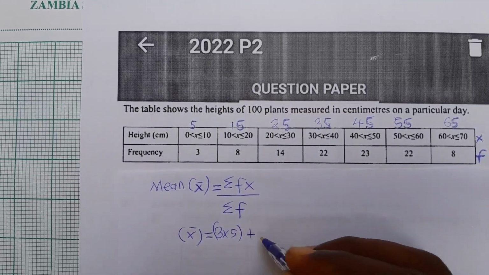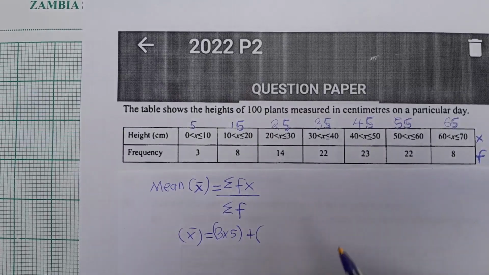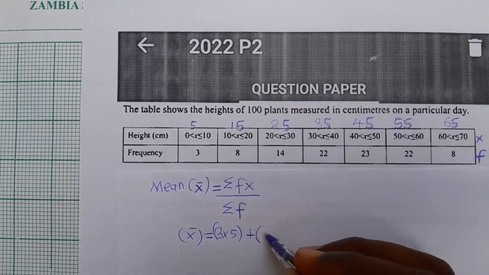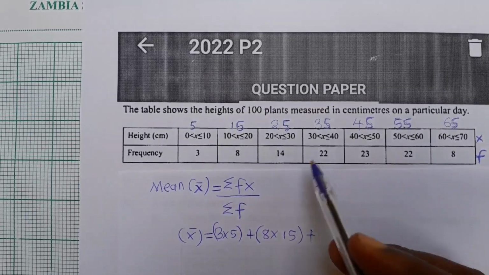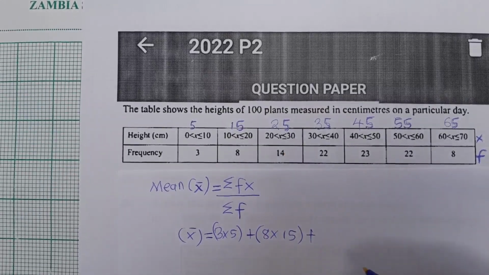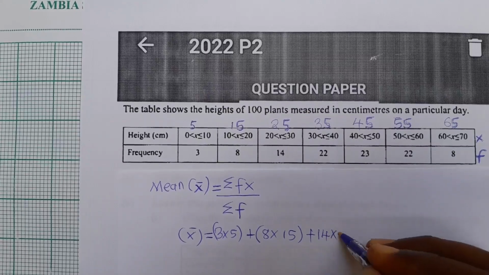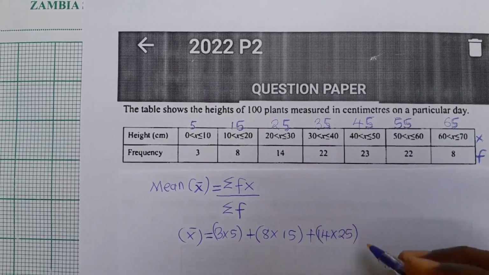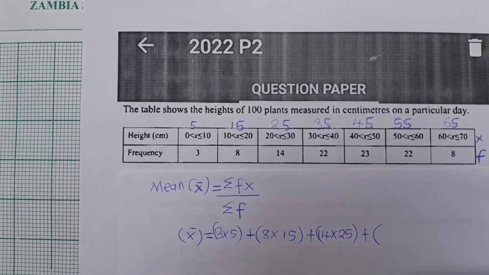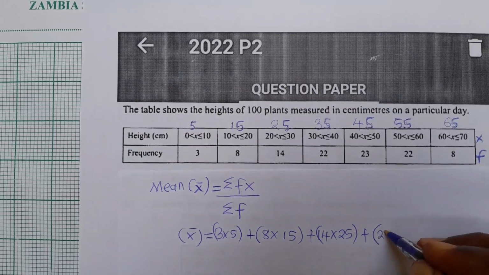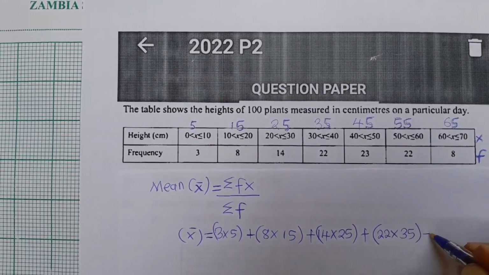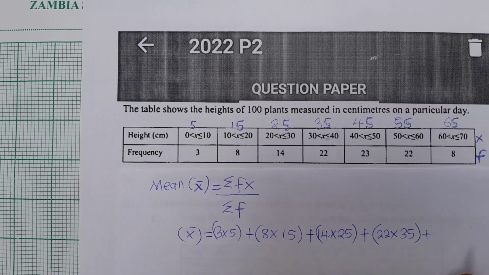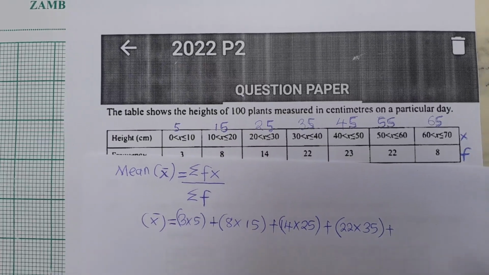My plus summation, meaning I'm adding. So plus 8 times 15, plus 14 times 25. I'll just be doing this. Plus, I move forward to the next one. So what's the next one? 22 times 35. What's the next one? I move to the next one.